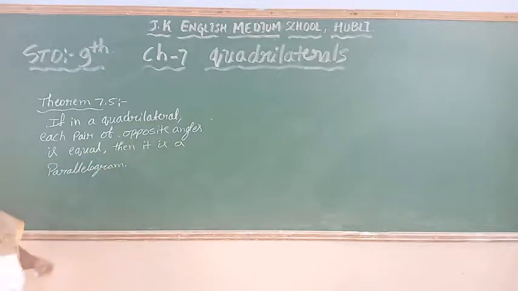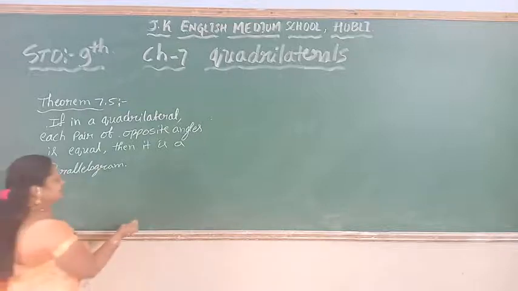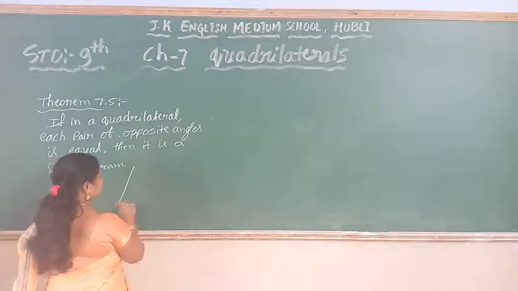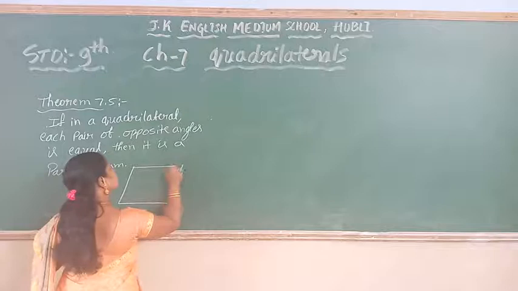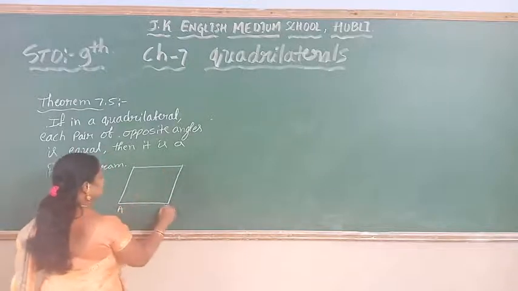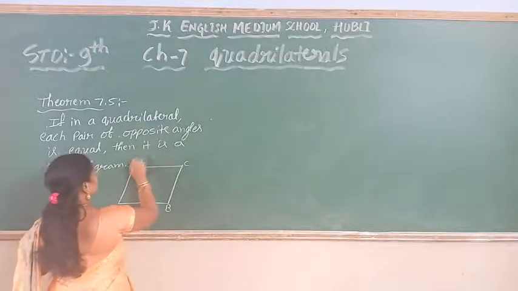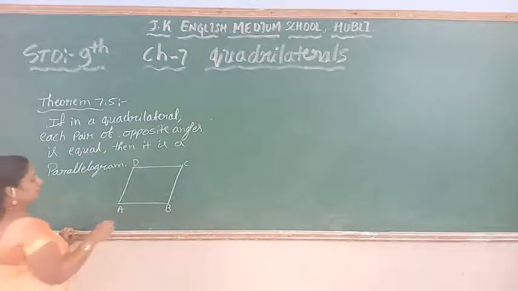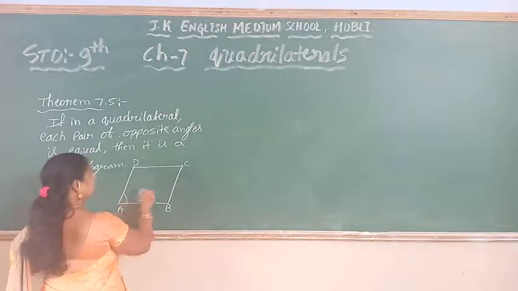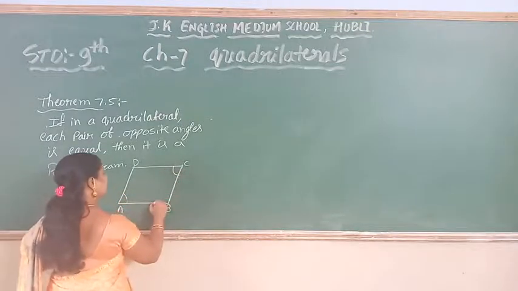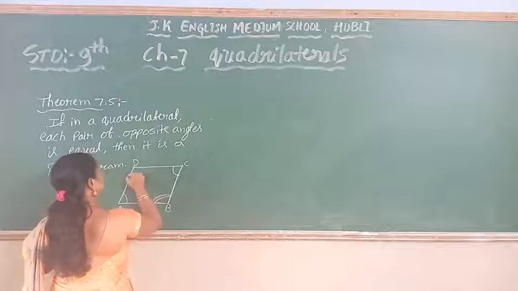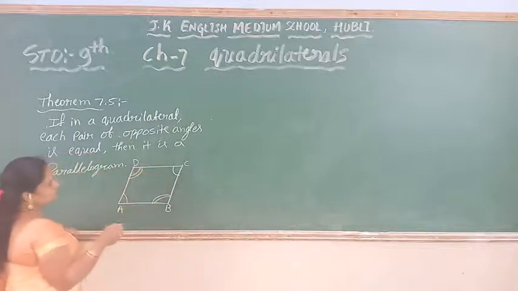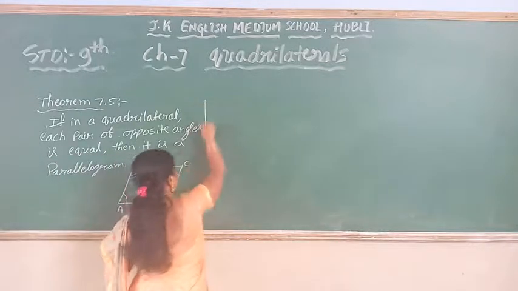Children, they have given us one quadrilateral, let the quadrilateral be ABCD. So now I consider ABCD a quadrilateral. Given ABCD is a quadrilateral. In a quadrilateral each pair of opposite angles are equal: angle A is equal to angle C and angle B is equal to angle D, children, they have given this. So what have they given for us?